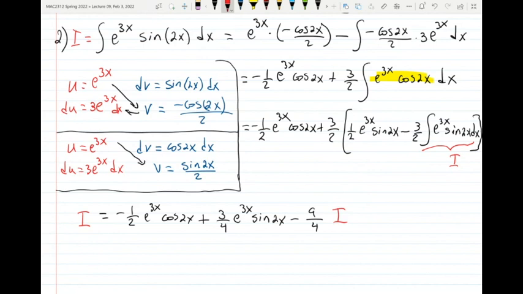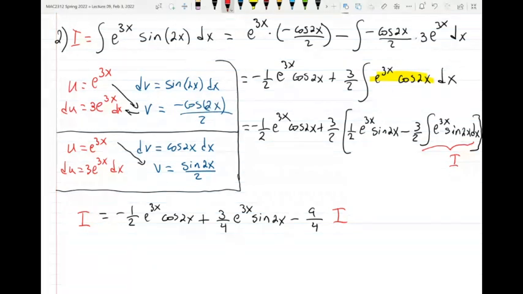Okay, so I was asking a question for you. What is it that we need to do now? What is it that we're looking for? What are we interested in knowing? Very good. We want to know the value of I, right? Because I is our integral. So there you go. Here you have a little equation and you solve for I.